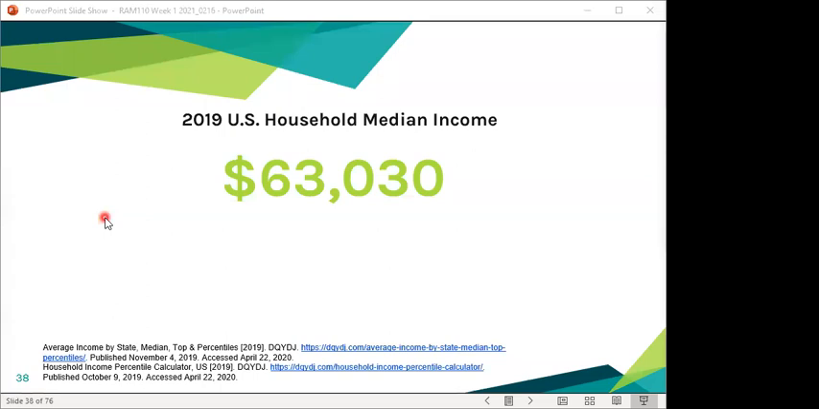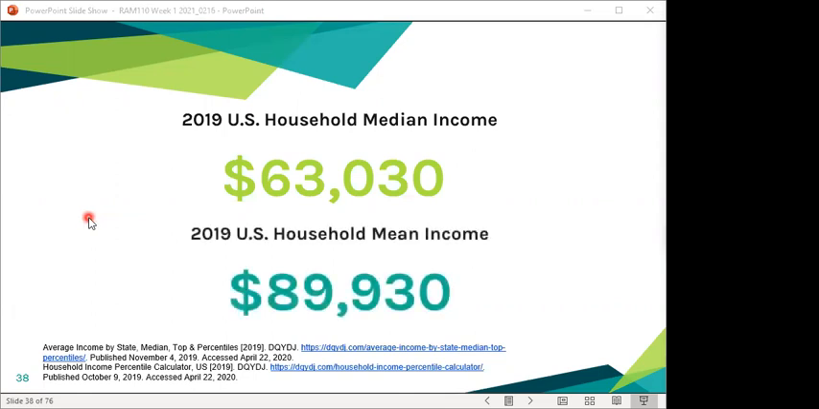In 2019, it was calculated that the US household median income was $63,030. And the average number of persons in each house was about 4. So this was a median household income for about 4 people living in a home, 2 adults, 2 kids. In 2019, the US household mean income, same households, same data, but calculating the average rather than the median income, was $89,930. Both of those values are valid. This one just happens to represent the middle, and the second just happens to represent the average.